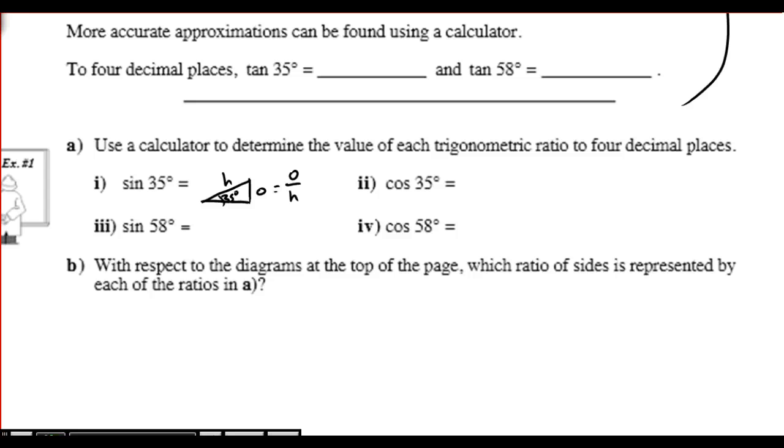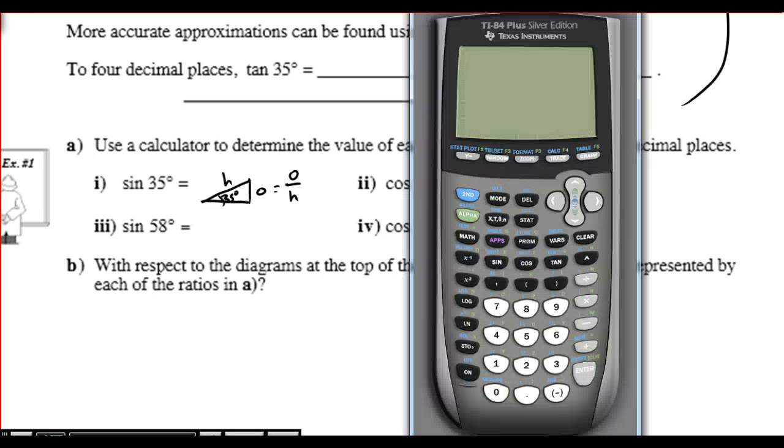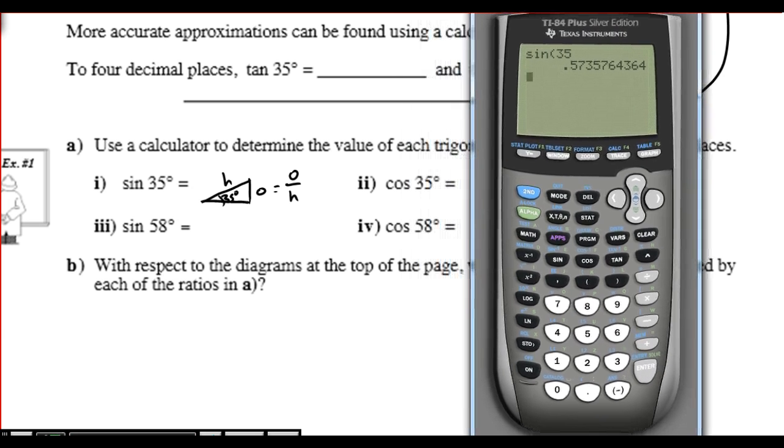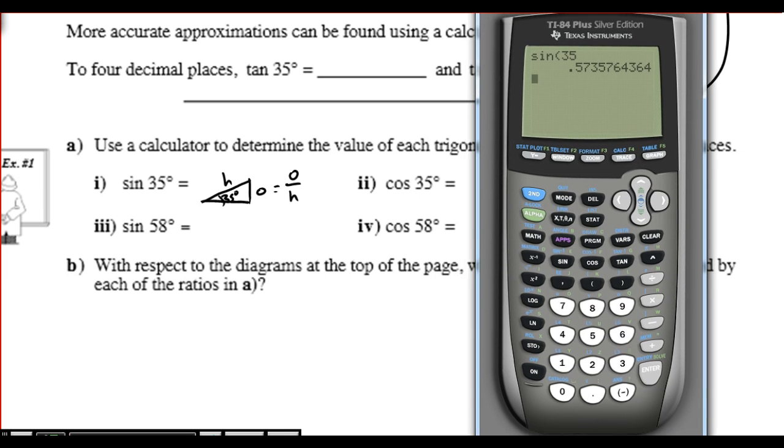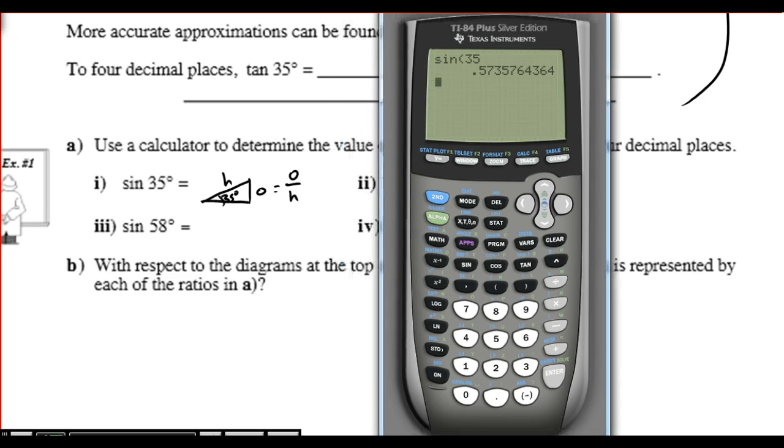Now, again, we would need a table if we didn't have a calculator, but luckily our calculators will do this for us. There's our sine button here, and make sure you go to mode, then go down to radians and scroll over to degrees and hit enter, so your calculator is in degree mode. Second function, quit to get out of there, and now we're just going to hit sine 35, and there's a ratio. It's going to give you multiple decimal places, and the question says 4 decimal places.